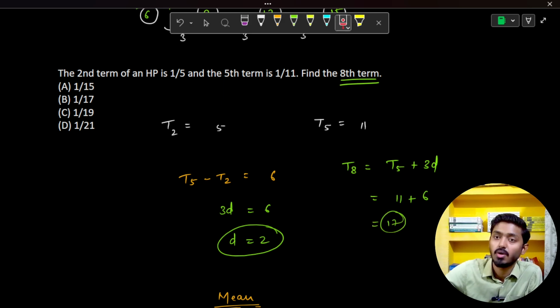Now, obviously 17 is not going to be our answer because this is an AP. Whatever we solved was in the format of AP, with 5 something as the first term, we don't know, all the way up to 11, all the way up to 17. This was an AP, but we are supposed to find the term of the HP. So instead of writing 17, we'll write 1 by 17. Simple as that.